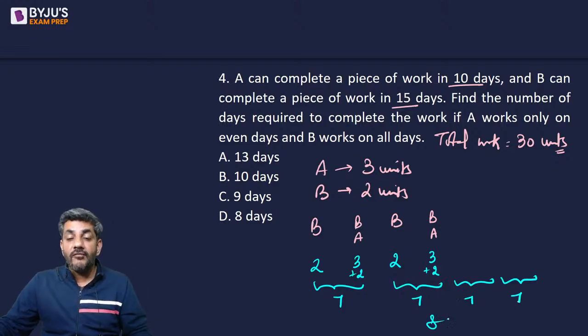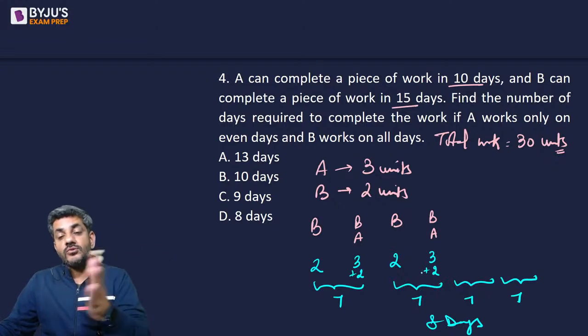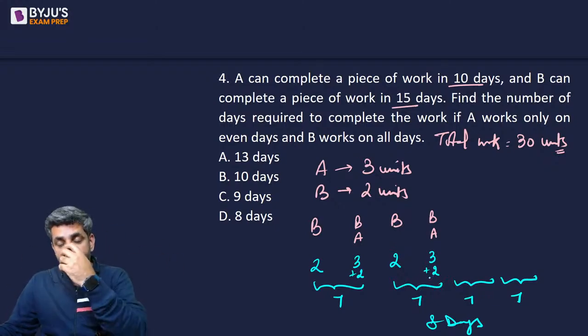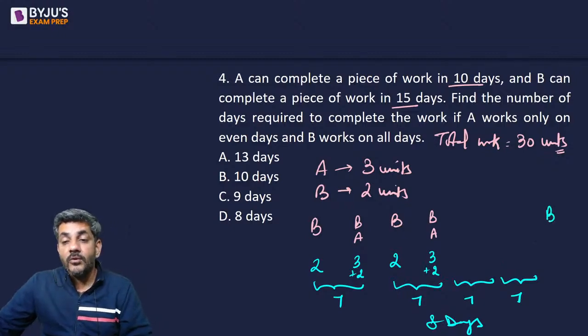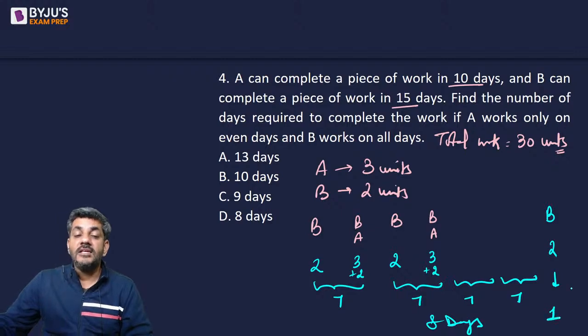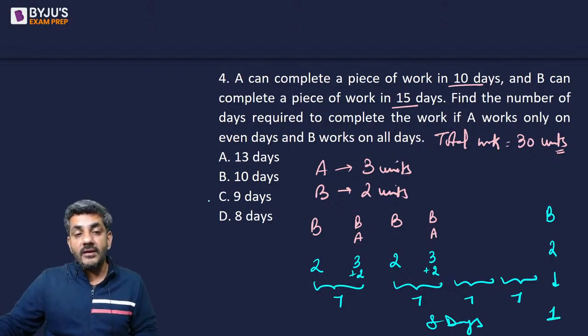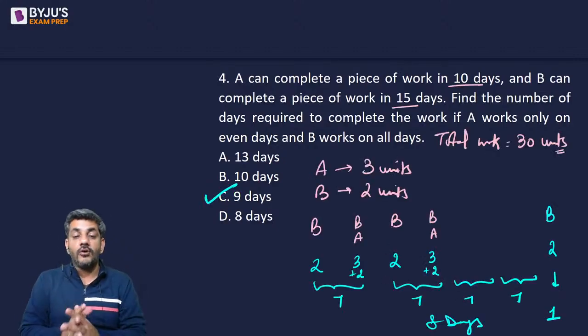28 units will be formed in these 8 days. First 2 days 7, next 2 days 7, next 2 days 7, next 2 days 7. So 28 units are made in these 8 days. On the ninth day, when B works, he will make 2 units and the job would be done. So ultimately, after these 8 days, one more day would be taken. So the work would be completed in 9 days, which is given over here as option C.